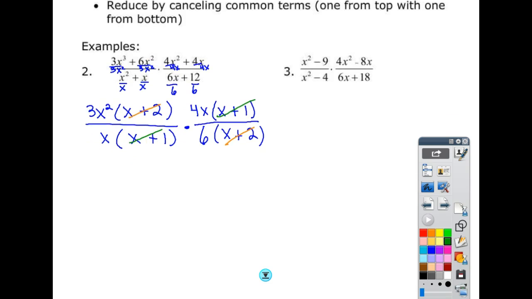So let's try to maybe clean this up here. Going across, we have 3x squared and 4x. When we multiply those together, we get 12x to the third, and we get 6x on the bottom. 12 divided by 6 is 2. Where do we write the 2, top or bottom? On the top, because 12 divided by 6 is 2. If we wrote it on the bottom, we would be saying that 12 divided by 6 is 1/2.